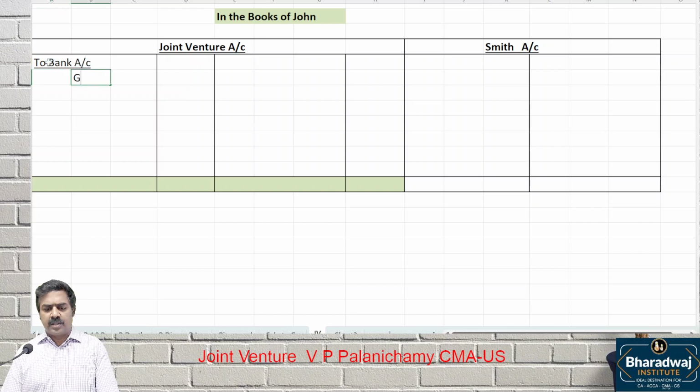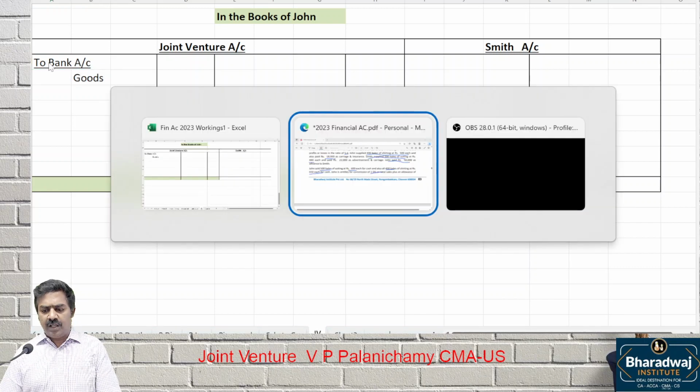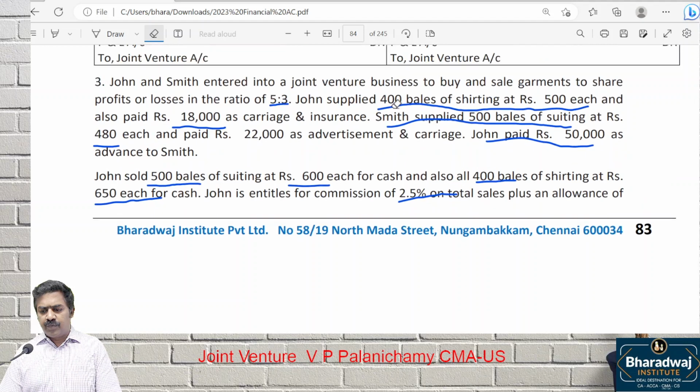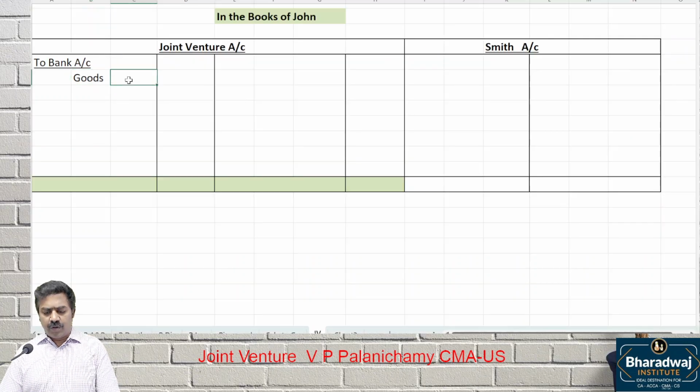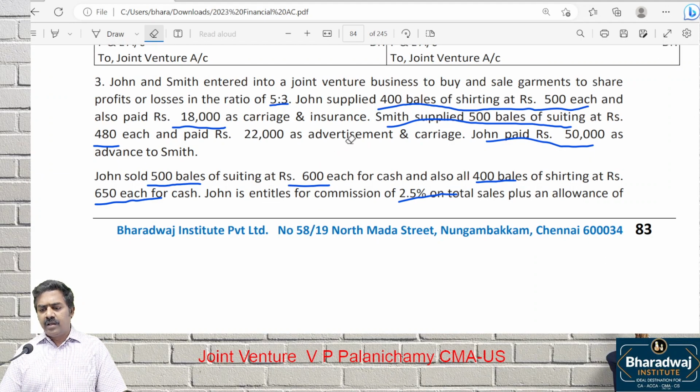What have we supplied? Goods. How much goods have we supplied? 400 bales of shirting at 500 each. 400 into 500, how much? 2 lakhs. And we spent expenses also. How much expenses did we spend? 18,000. Okay, John accounted, the joint venture account debit to which account? Bank account. Then, what is the next one?